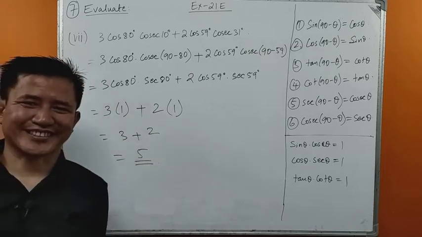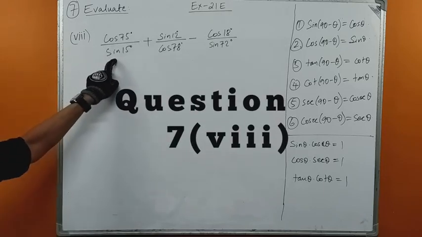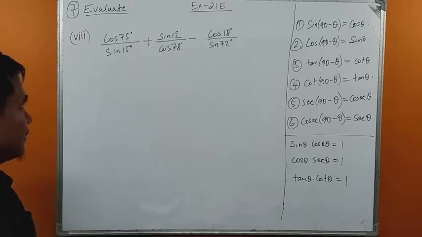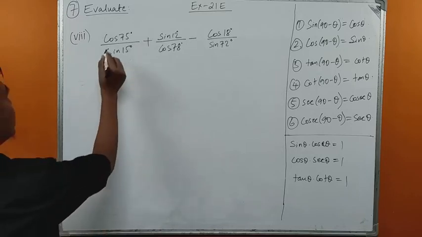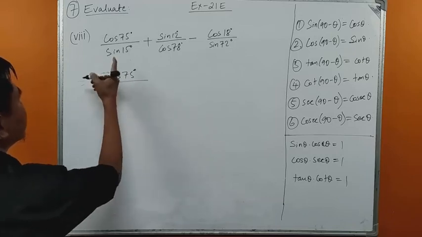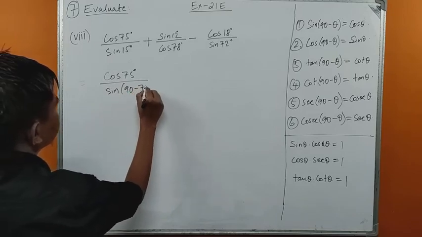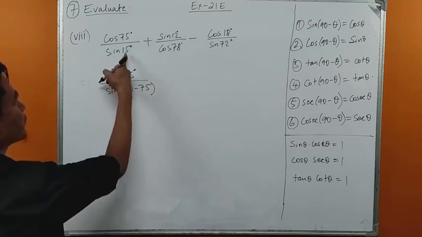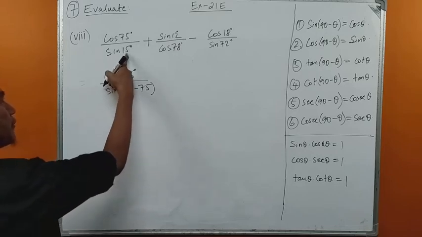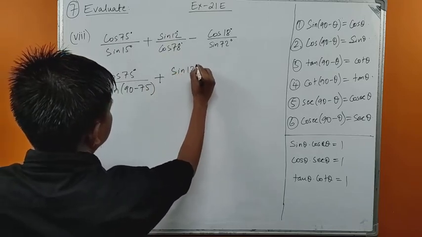Now let's do question number 8 of 7. So we have cos 75 upon sin 15 plus sin 12 upon cos 78 minus cos 18 upon sin 72 degree, isn't it? I copy as it is cos 75 degree, and in the denominator sin 15 degree. So this can be written as sin 90 minus 75. So 90 minus 75 gives us 15, plus sine 12, I write as it is, sine 12 degree.